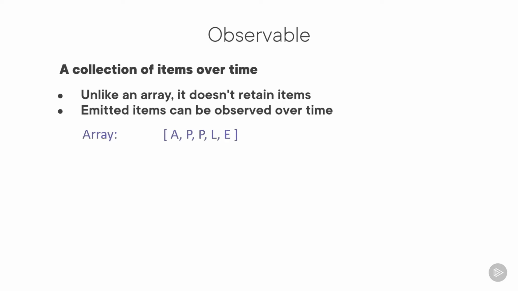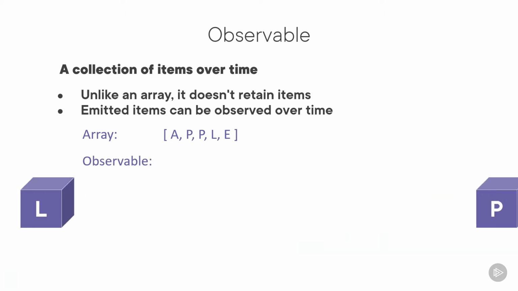For example, here is an array of letters. We can traverse through the letters, sort the letters, or ask for the third letter. An observable is more like this: letters arriving over time. We can't loop through them, sort them, or ask for the third letter after it's already been emitted. Think of these letters as mouse moves or button clicks, or the user typing characters. The moves or clicks or key presses occur over time.